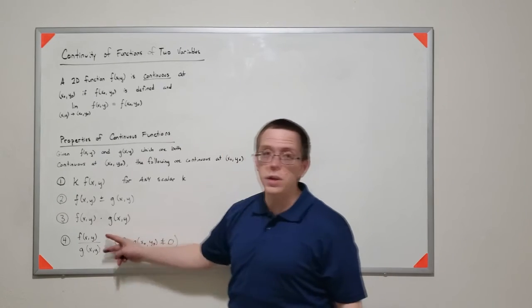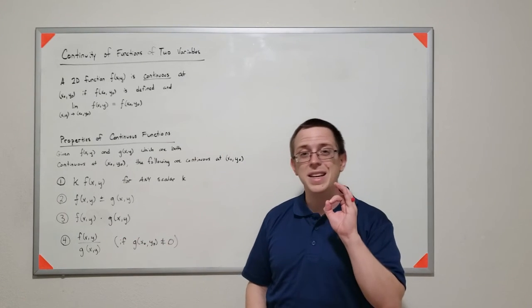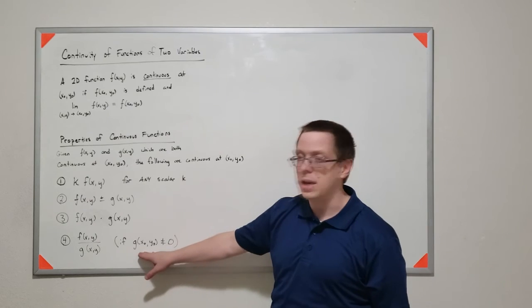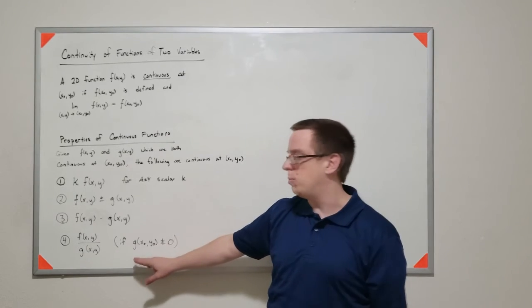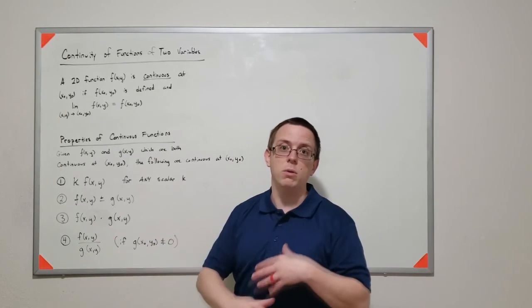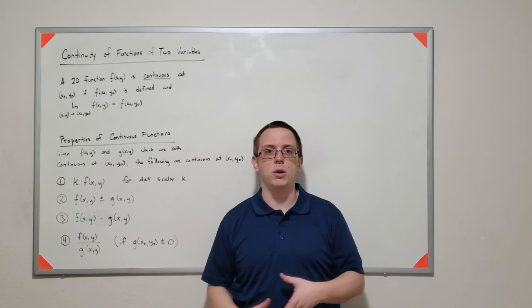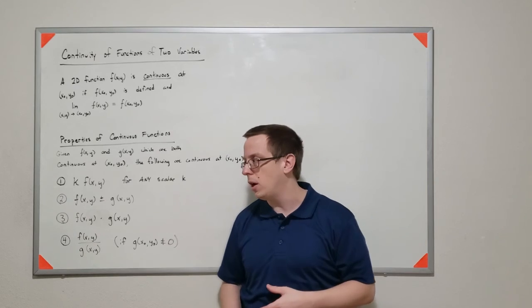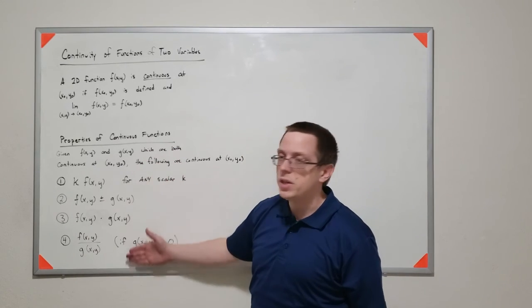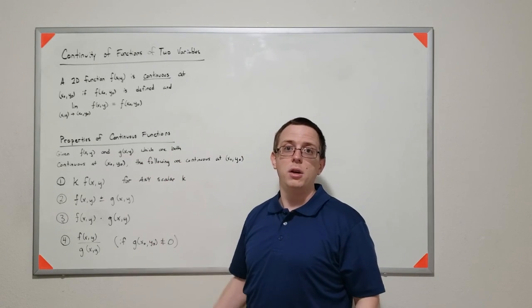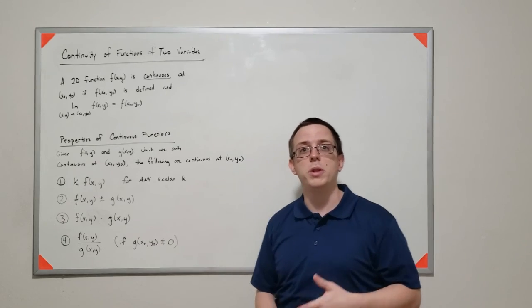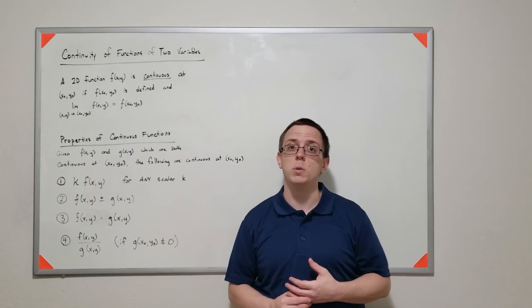And then finally, division is continuous except in the case where the denominator at that point is equal to 0, which is what you might expect. Dividing by 0 gets you an undefined quantity, so continuity doesn't really happen there. So in general, these are all the same properties that you would expect from functions of single variables, but they also happen to apply to functions of multiple variables.